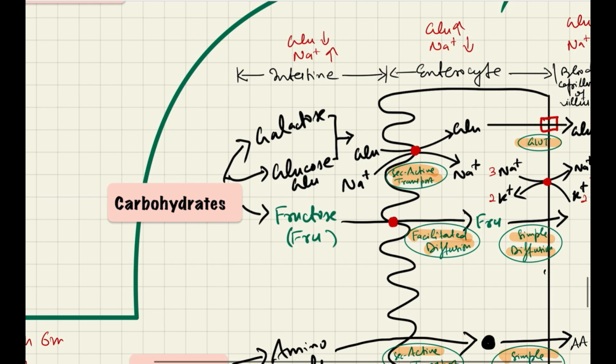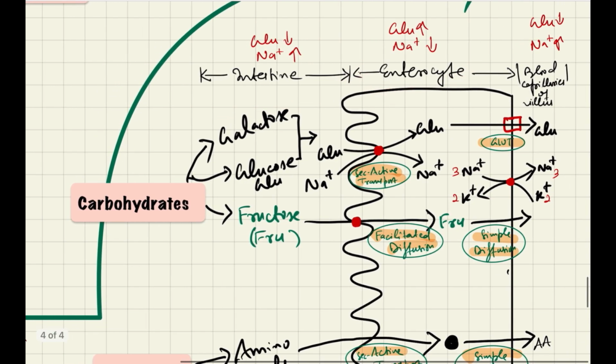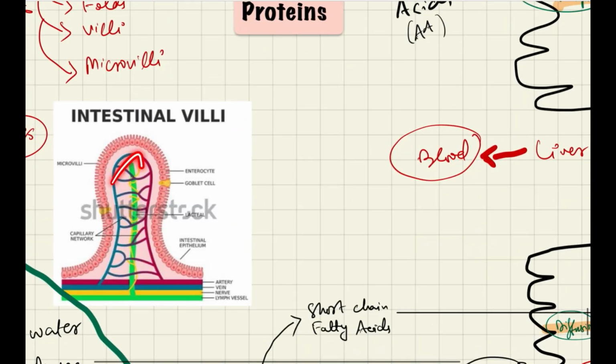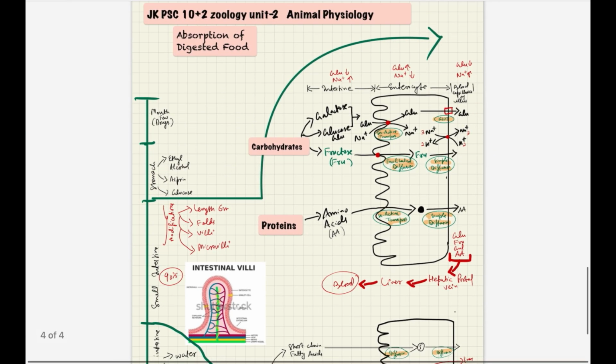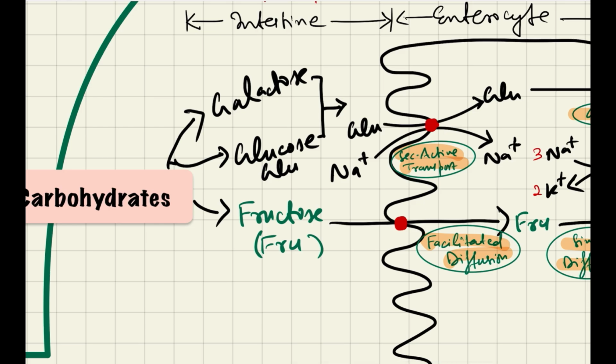Now let's see what's happening. This is the enterocyte. This is the intestinal lumen side. This is the basolateral side, where we can see the blood capillaries and lacteal. This internal side, this part. Now let's first see what is happening with the carbohydrates. With respect to carbohydrates, the digested part majorly has galactose, glucose and fructose. First, let's see galactose and glucose.